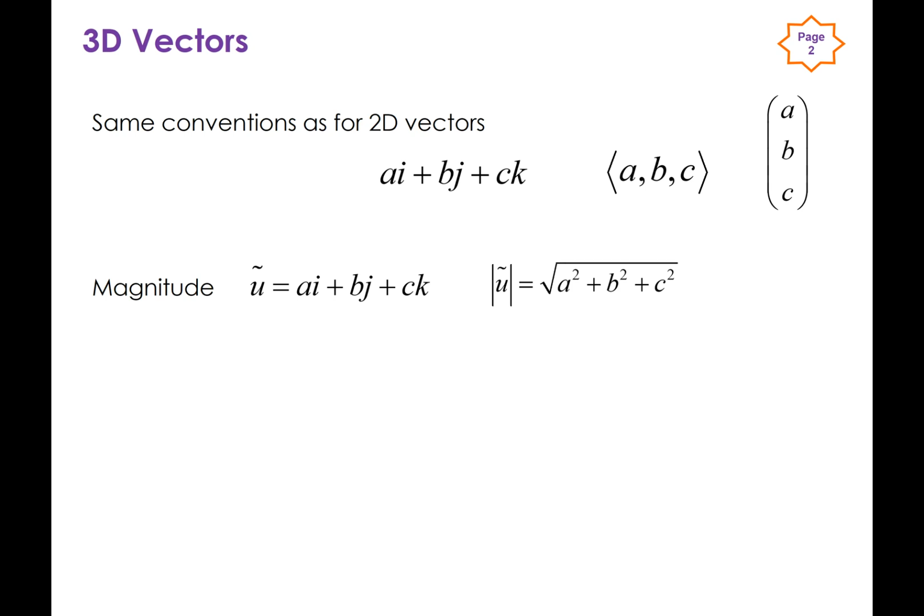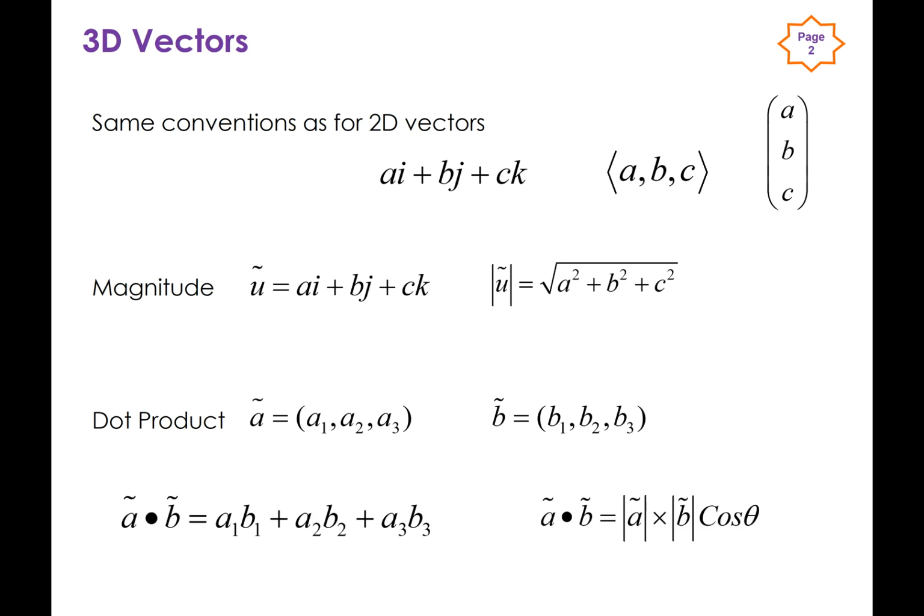Magnitude. Well, how does magnitude work? So the magnitude of a vector is just going to be using Pythagoras. So all we do is add on the square of the third component there. Dot product. How does that work? Well, it's going to work in exactly the same way. The dot product of a and b is just going to be the product of the i components plus the product of the j components plus the product of the k components. And again, it's just going to measure the angle between those two vectors there. So again, everything just flows from two dimensions.